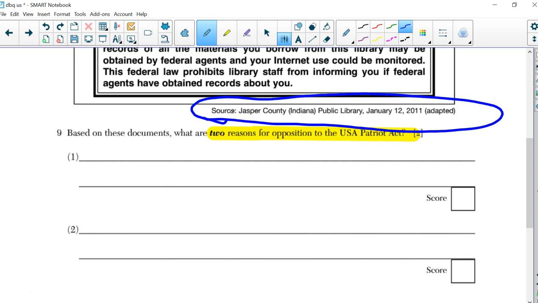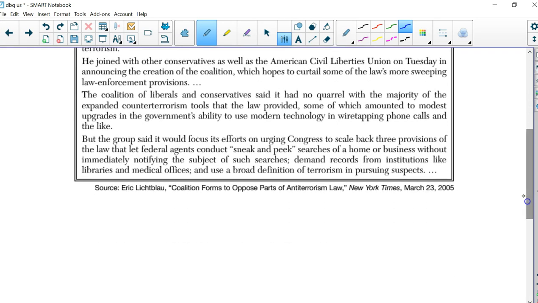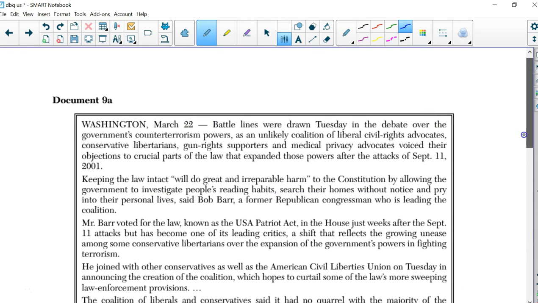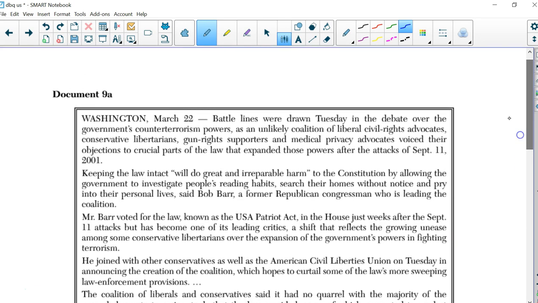Here's our source. The source is Jasper County, Indiana Public Library, January 12th, 2011. And our source for this big blurb of text, Eric Lichtblau, "Coalition forms to oppose parts of the anti-terrorism law," from the New York Times, March 23rd, 2005. This was written in 2005, 4 years after the USA Patriot Act was put into effect.